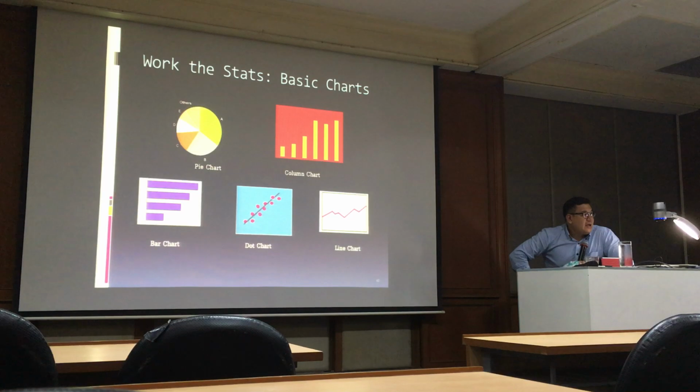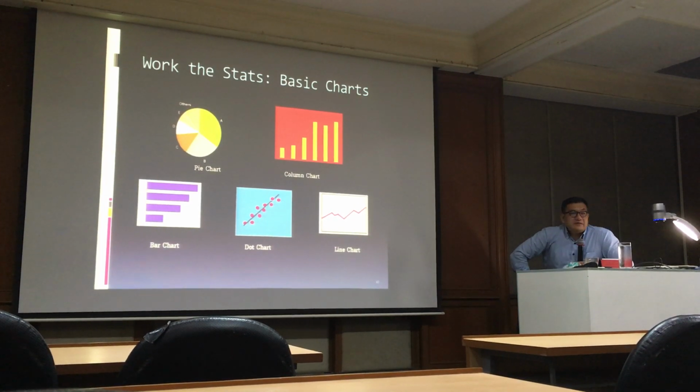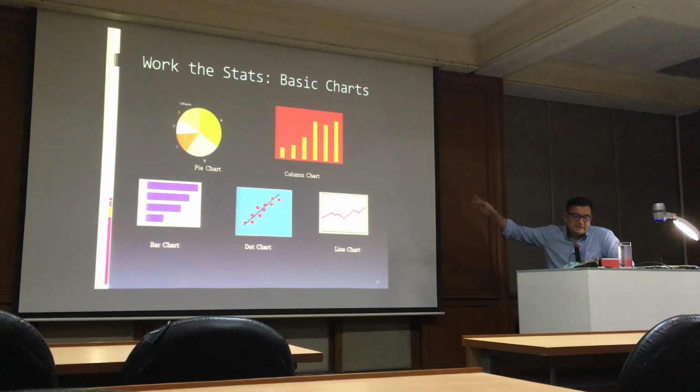And the last one, the line chart. A line chart is good when you are plotting against time, so it can help you see patterns over time. So these are the very basic charts that we might use along with the data that we collect from the measurement step.